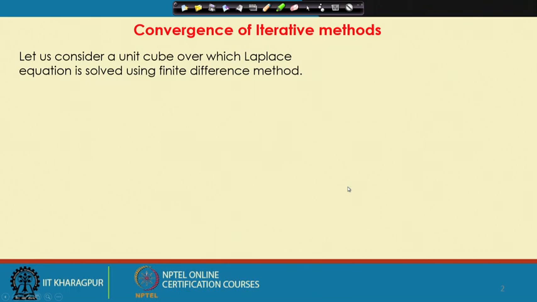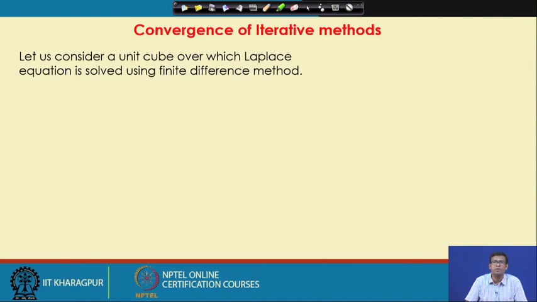So, we will focus again our discussion on what are the issues for convergence of iterative methods. So, let us think of a unit cube over which Laplace equation is solved using finite difference method. So, the geometry is already given and the governing equation is a second order linear differential equation, which is Laplace equation, and that is being used. We have all the known boundary condition. We have to solve this using computer methods.